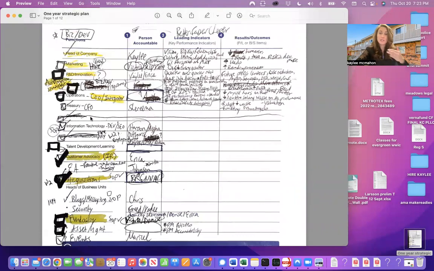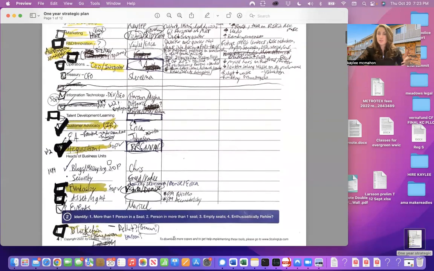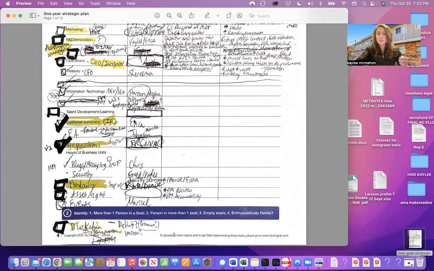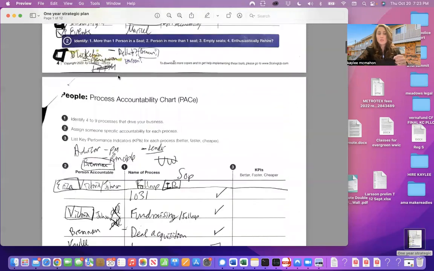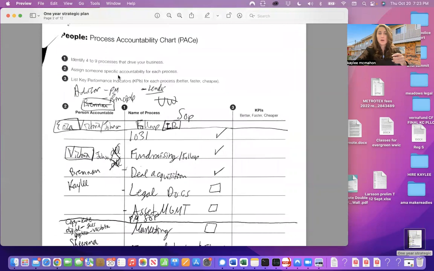So for example, we didn't need a controller because we had a CFO. We didn't need a treasurer because we had a CFO. So it just depends on what your business is. That CFO was also over our fund. So she had special skills that were related to real estate funds, whereas some other businesses don't need that at all, right? Okay, so when talking about people, you also need to understand the process accountability.